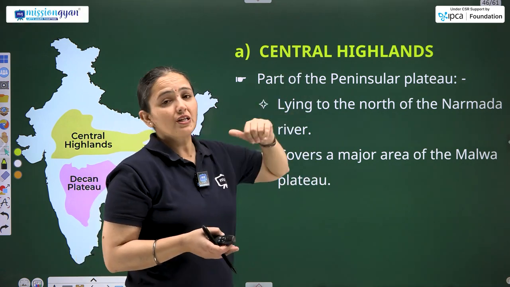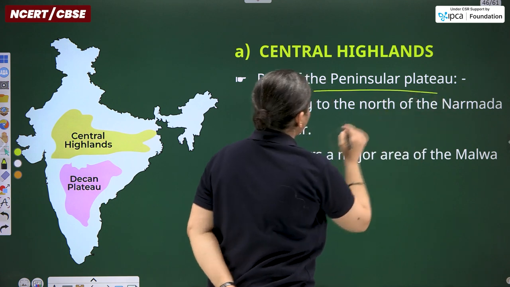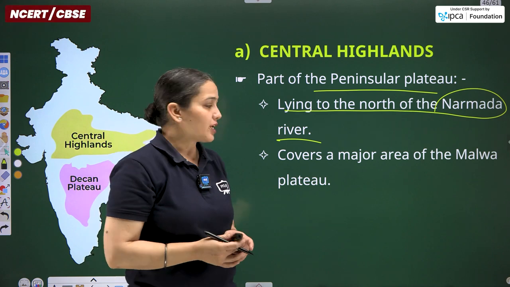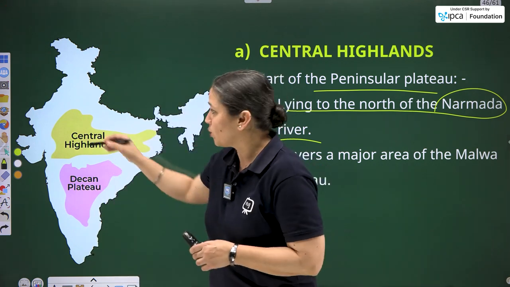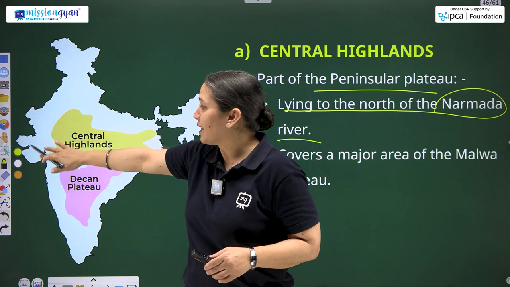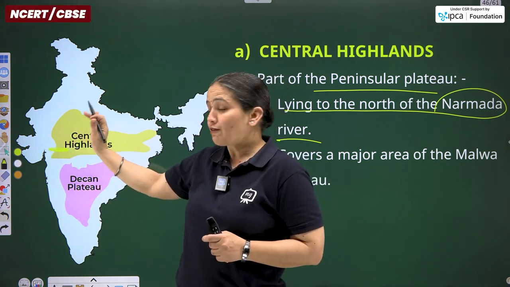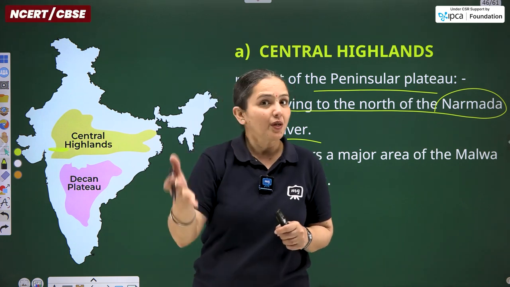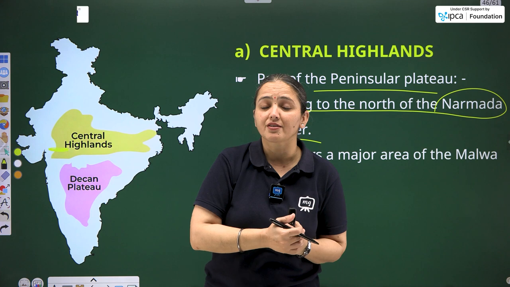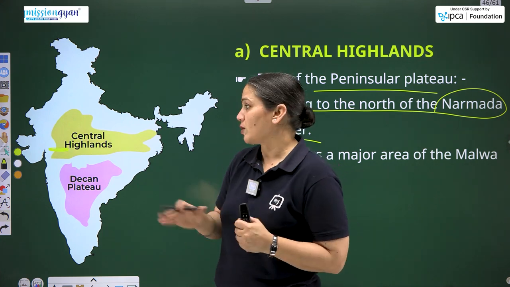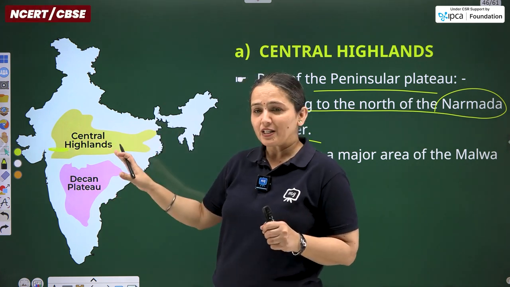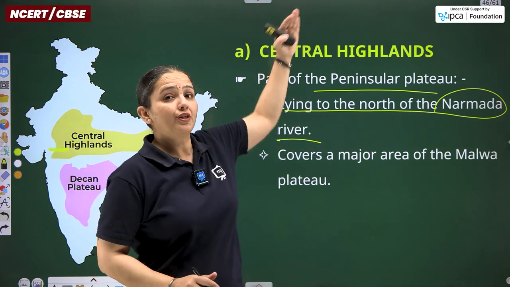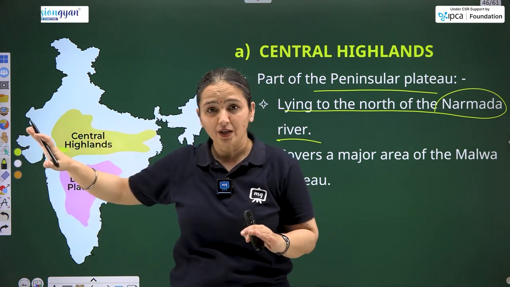Talking about the features of Central Highland, it is the part of the peninsular plateau lying to the north of the Narmada river. Narmada is a river that originates from the Vindhyachal ranges, which lie by the territory of Maharashtra and Gujarat. Narmada is a river that flows westward. Within southern India, there are 6 major rivers. In the upcoming chapters, climate, and then drainage, we are going to talk about the entire river system. Over there, it will be explained to you. For now, just consider the Narmada river, as it lies in the north of Narmada river itself.